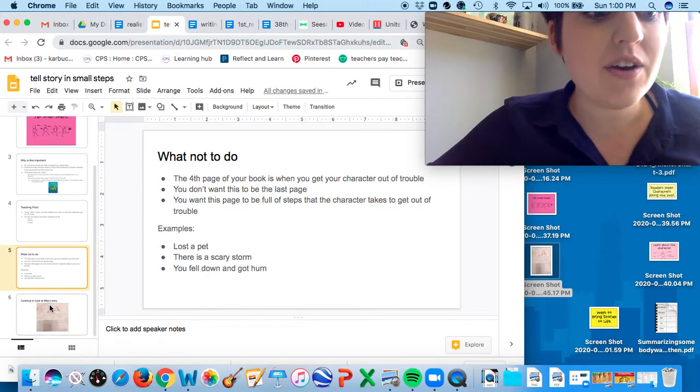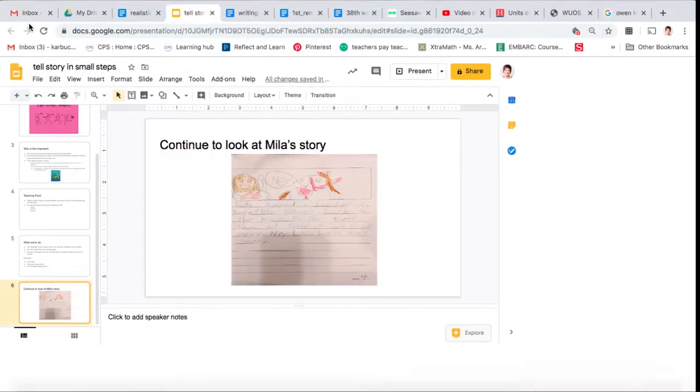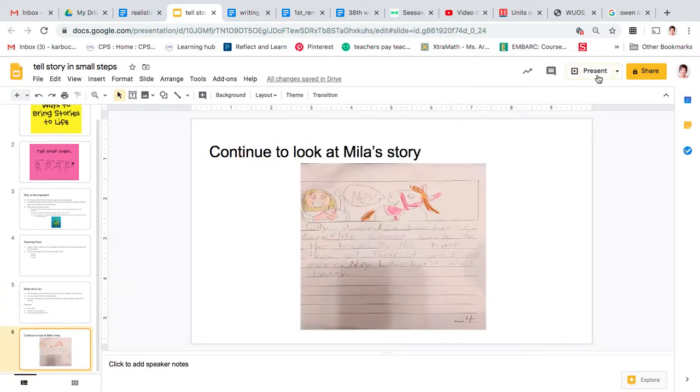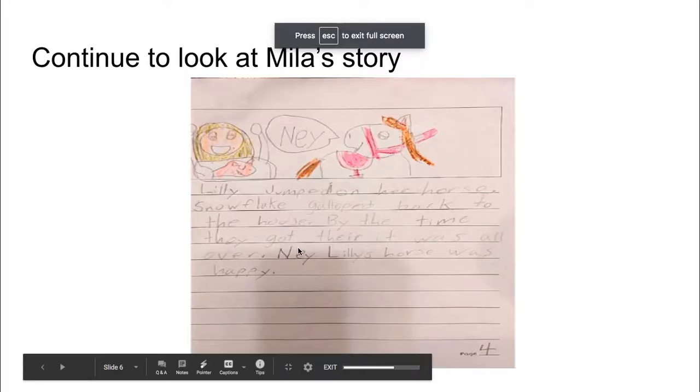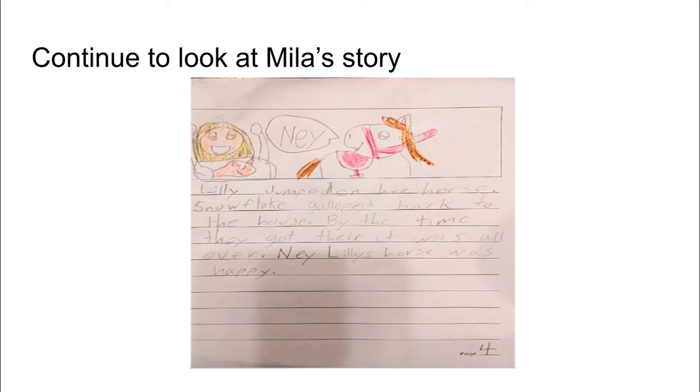Now, we are going to take a look at Mila's book again, so I'm going to hide on the screen so we can see Mila's story. And so we are going to take a look at her fourth page, where they are getting out of trouble. So remember in Mila's story, there was an earthquake. And yesterday she shared that page where there was an earthquake, the ground was shaking, and her horse Snowflake was neighing.